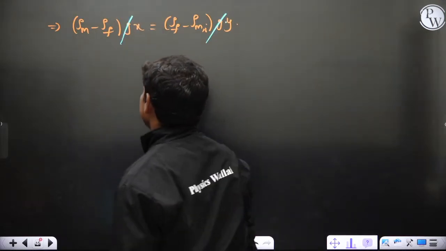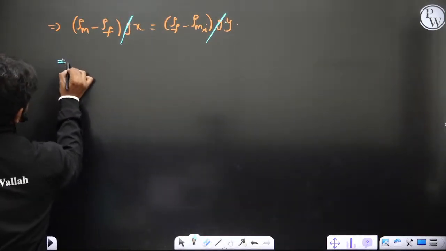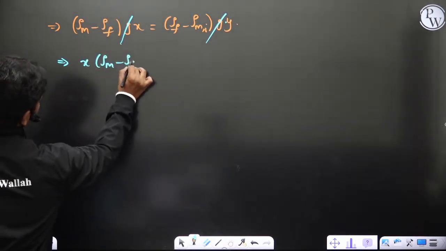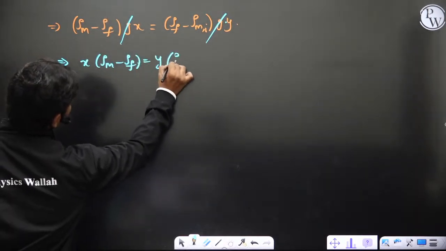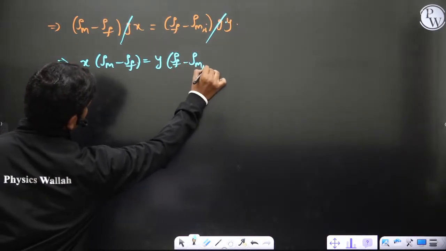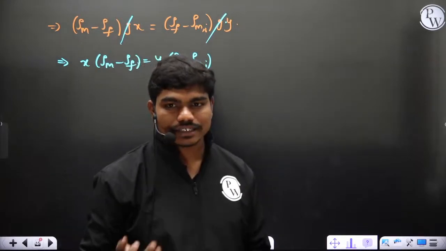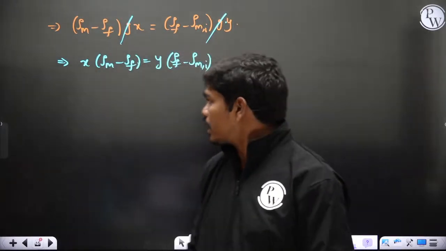g gets cancelled. Now clearly one thing you can observe is x times (rho manometric minus rho fluid) is equal to y times (rho fluid minus rho manometric inverted). x and y are the deflections of mercury levels or manometric fluid levels in the U tube and also the inverted tube. Now try to understand.